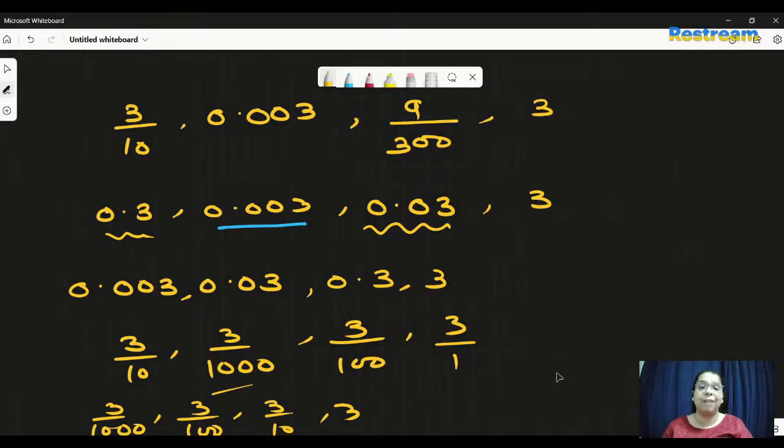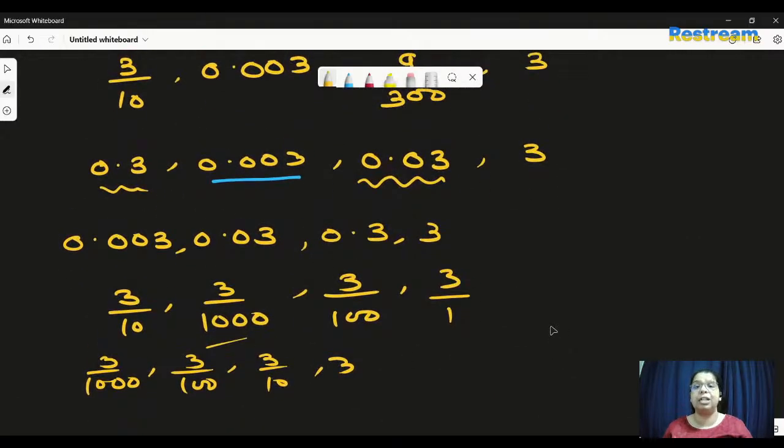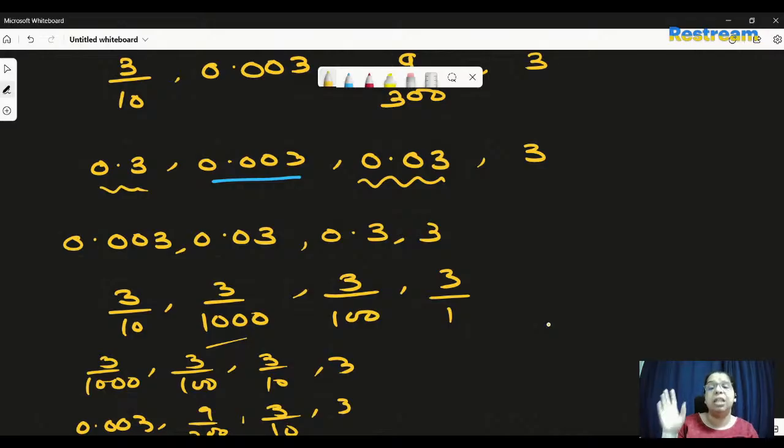Now, when we write the final answer, we have to write it in its original form. So 3 over 1000 is 0.003. Then 0.03 is 9 by 300. Then comes 3 by 10 and then comes 3. So always remember when you write your final answer, the numbers should be in their original form. Okay? Does it make sense?